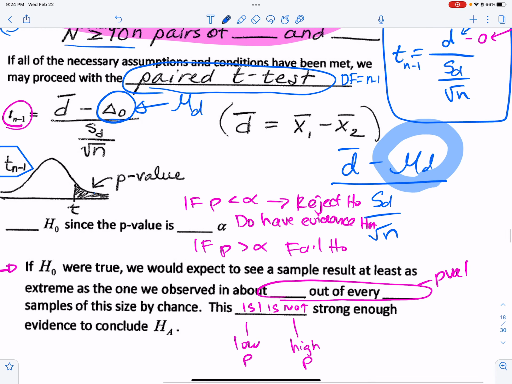If p is low, reject H0. We do have enough evidence to reject H0 and to state Ha. If p is greater than alpha, we fail to reject H0. We do not have enough evidence.